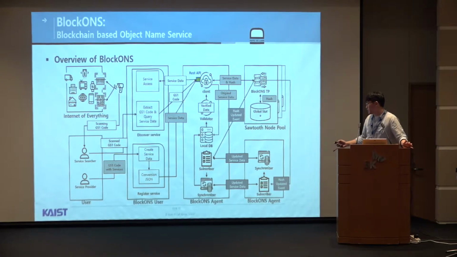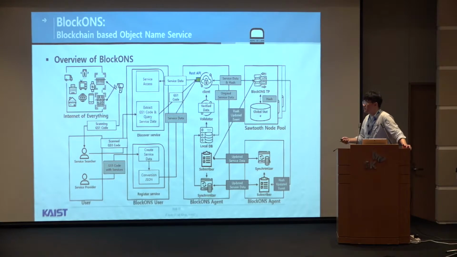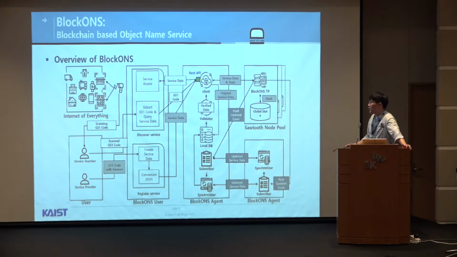And the third one is that the BlockONS agent is just off-chain, so they store the original data, but this original data is basically not shared by other BlockONS agents. But to maintain a sustainable service, we have to consider a subscriber and synchronizer process to copy and share their original data to the other agents.